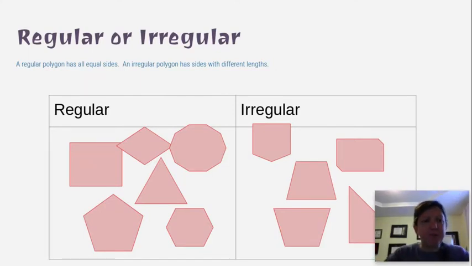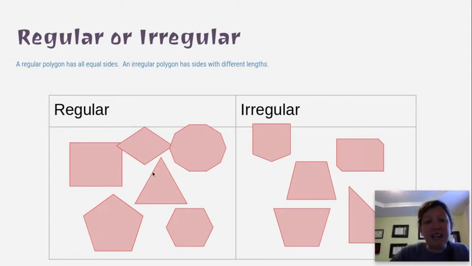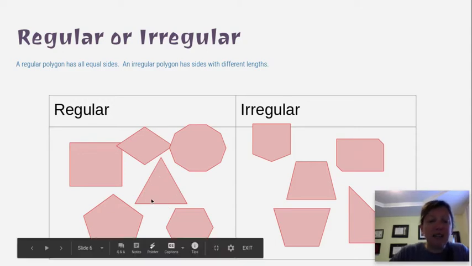Sorry, boys and girls. All right, now remember, regular and irregular. The only reason they put a difference between regular and irregular is because regular shapes have all the same side lengths and equal angles. So if we look here, these are all regular. I could say that this is a regular triangle because all three sides and all three angles are the same.